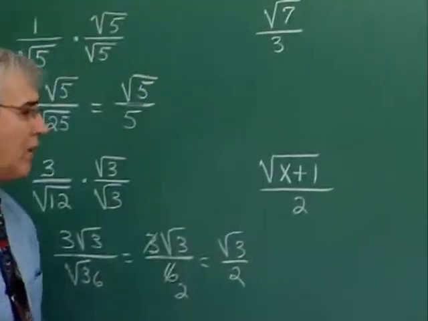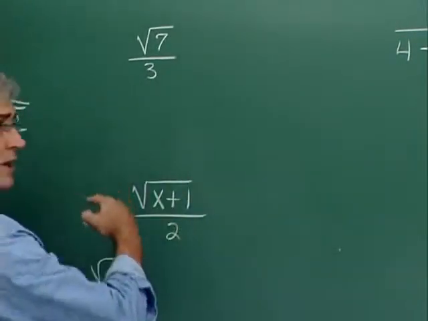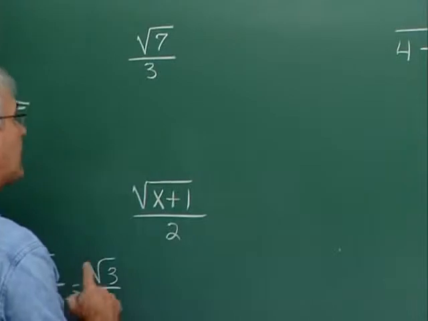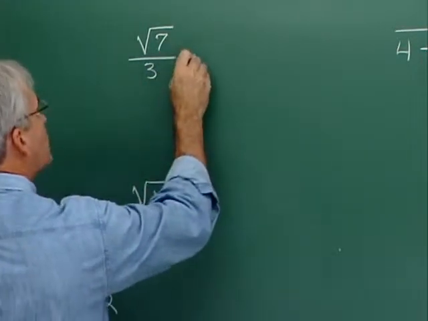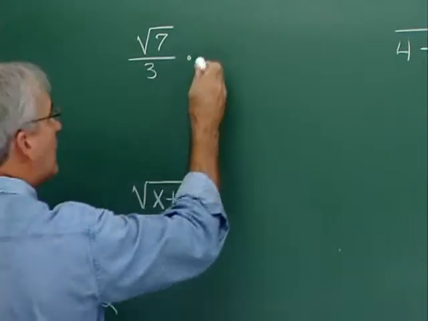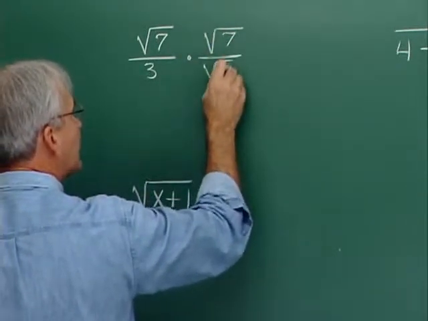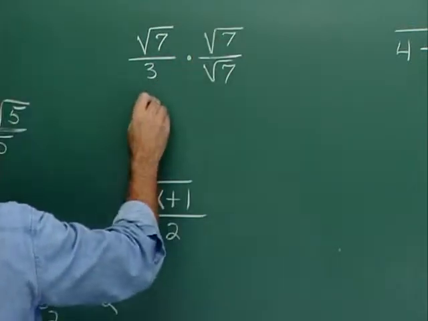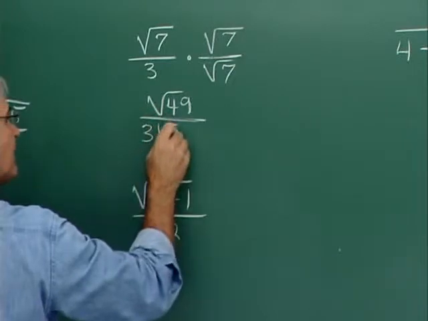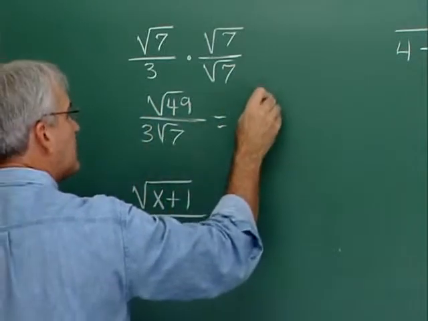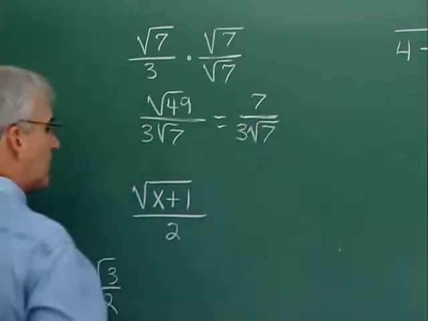All right, suppose we want to rationalize this numerator in this next problem. Well, we follow the same process that we did in rationalizing denominators. That is, we want to create a situation where we have the square root of a square. The smallest square that 7 goes into is 49, and it goes 7 times. So we're going to multiply by the square root of 7 over the square root of 7. And upstairs we have the square root of 49, and in the denominator we have 3, the square root of 7. Square root of 49 is 7, so we have 7 over 3, the square root of 7. All right, and that's all there is to it.